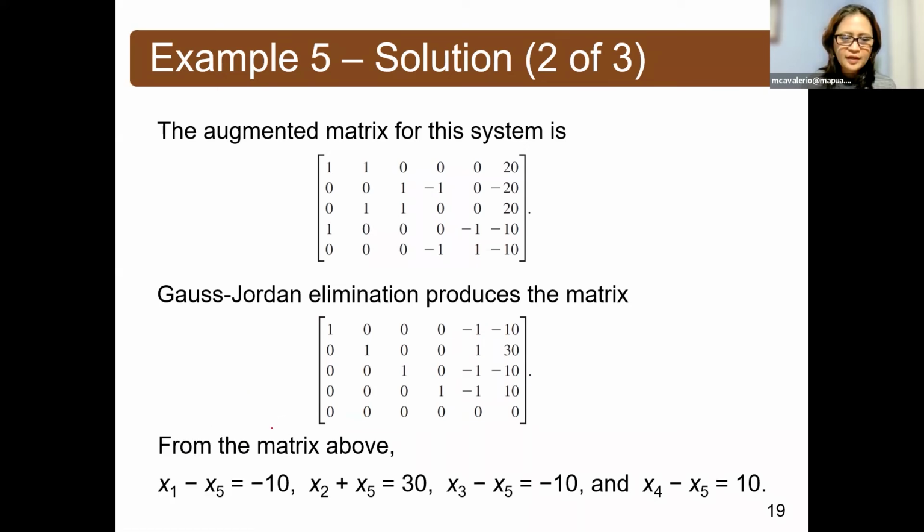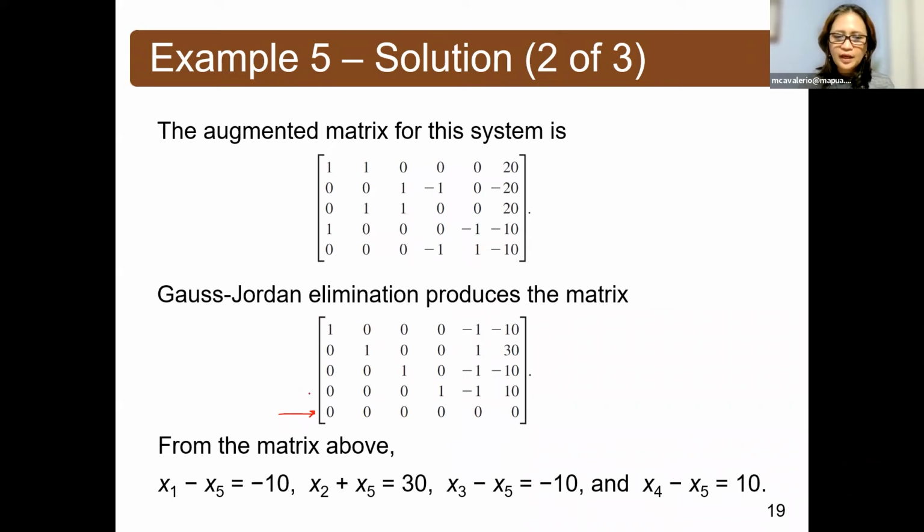Whenever we end up with a row of zeros, this signifies that the system will have infinitely many solutions. It's understood that column 1 holds the coefficients of x sub 1, column 2 the coefficients of x sub 2, column 3 the coefficients of x sub 3, column 4 the coefficients of x sub 4, and column 5 the coefficients of x sub 5.